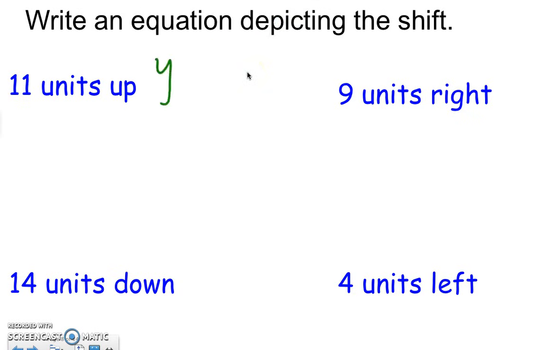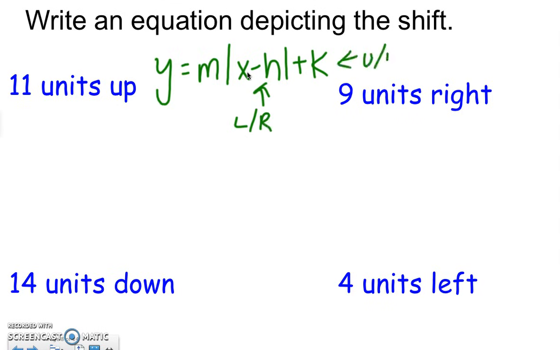So remember, here is my generic equation, x minus h plus k. Remember, this is left or right, and this is up or down. All right, so on the first one, it says it's going 11 units up. So that means I'm going to put it at the end. So I would start with y equals. There is nothing in the absolute value bar since it is going up or down. So I'm going to add a number on the outside for up. So I would add 11.